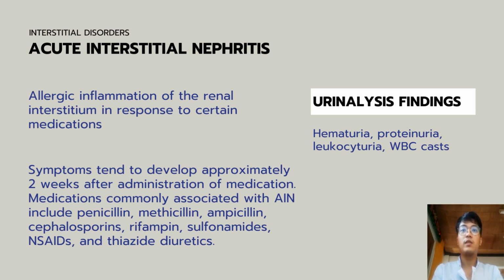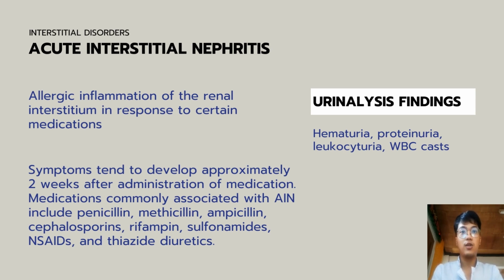AIN is associated primarily with an allergic reaction to medication that occurs within the renal interstitium, possibly caused by the medication binding to the interstitial protein. Symptoms tend to develop approximately 2 weeks after administration of the medication. Medications commonly associated with AIN include penicillin, methicillin, ampicillin, cephalosporins, rifampicin, sulfonamides, NSAIDs, antacids, and diuretics. Other drugs that are commonly implicated include indapamide, proton pump inhibitors, allopurinol, diuretics, and cimetidine.